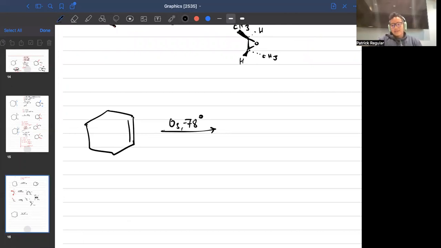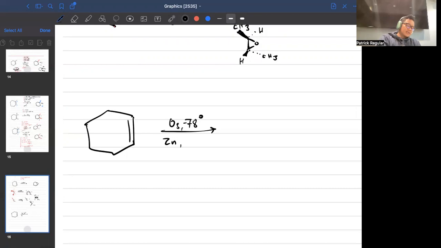O3, negative 78 degrees. And not only that, you have to know the solvents. Even I'm blanking on it right now. I think, what do we need? Zinc. Yeah, zinc. Oh, I did not write it down. I don't know it off the top of my head. That's embarrassing. Okay. Zinc.